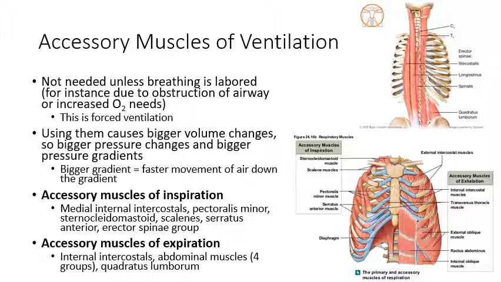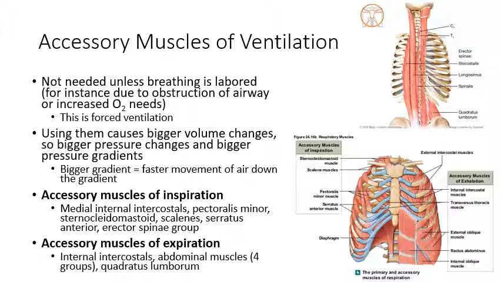So again, you don't need these if your breathing is easy, but if you are exercising, you're going to need more oxygen. At that point, you're going to be doing labored breathing. So you're going to be using your accessory muscles to create bigger volume changes and bigger pressure gradients, so you get air in and out of your lungs more quickly. Also, if you have any type of obstruction in your airway, it's going to be hard to get air in and out, and you're going to need bigger pressure gradients to get enough air in and out to serve your needs.